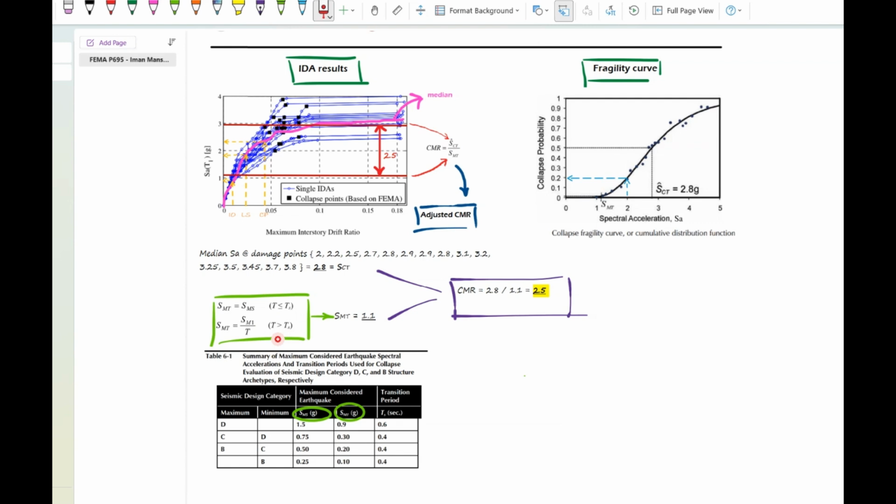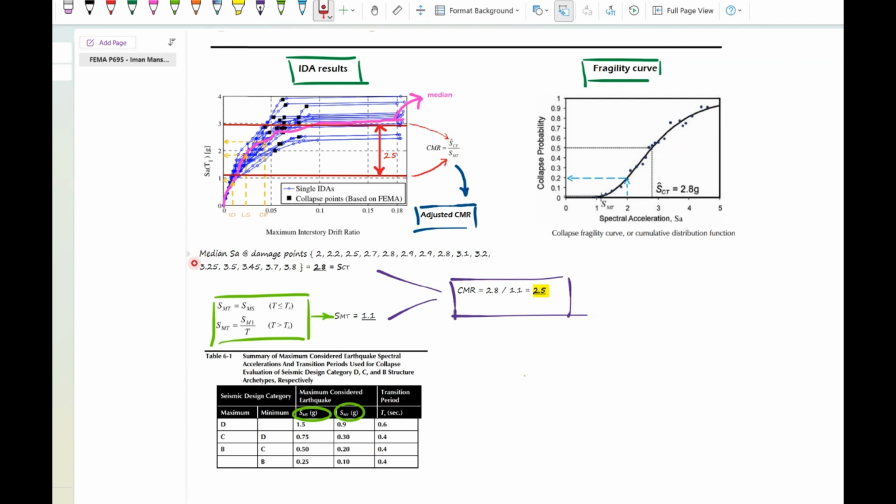And then we compare SCT to SMT. That ratio gives us the collapse margin ratio, or CMR. Basically, CMR is kind of the capacity to demand ratio. So the higher the CMR, the safer the structure is against collapse.